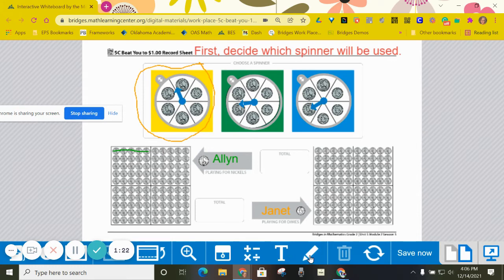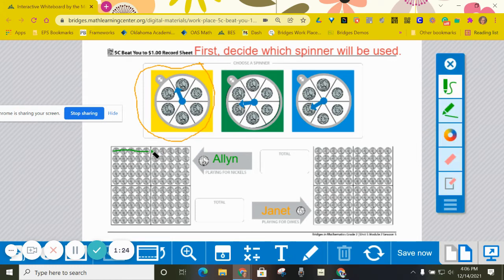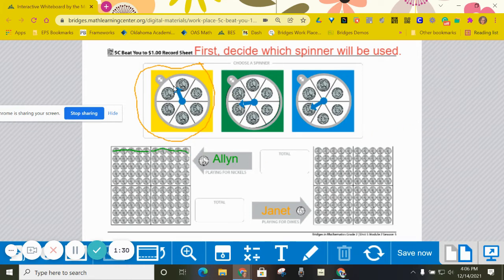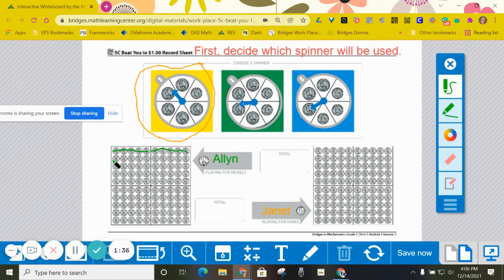And we got another nickel. So once again, Alan is the one who gets to mark pennies off of his chart. He's going to mark 5 pennies off. We spin again. We got another nickel. Goodness. Another nickel crossed off.